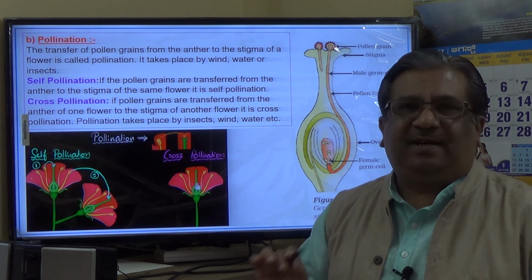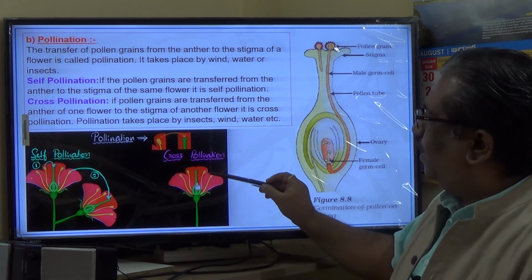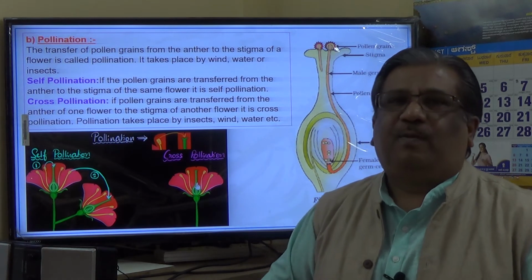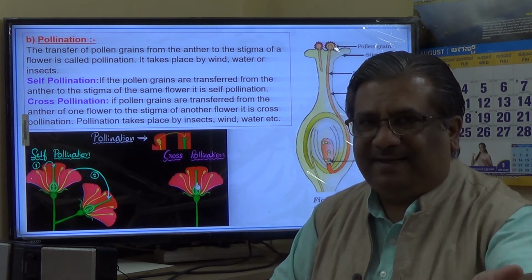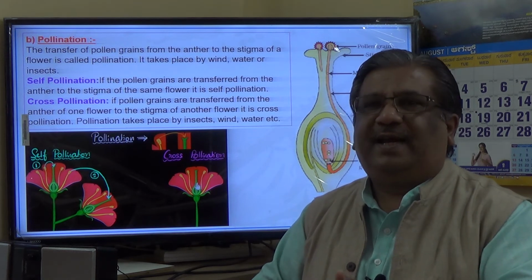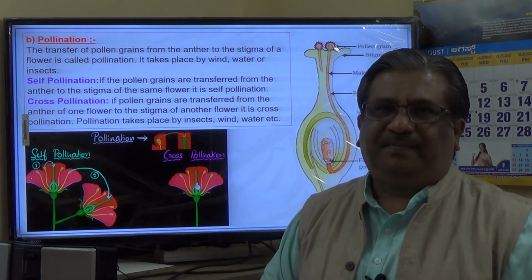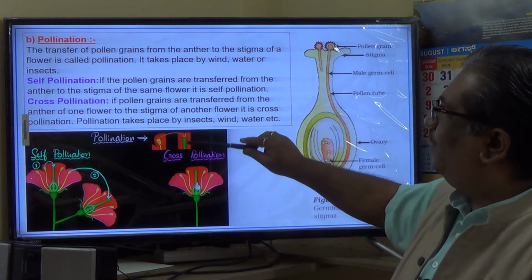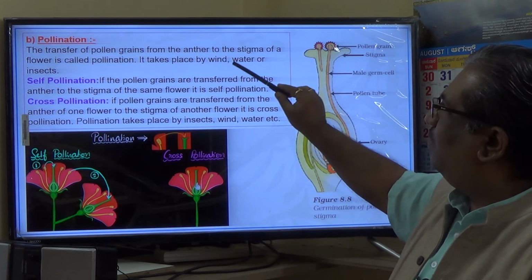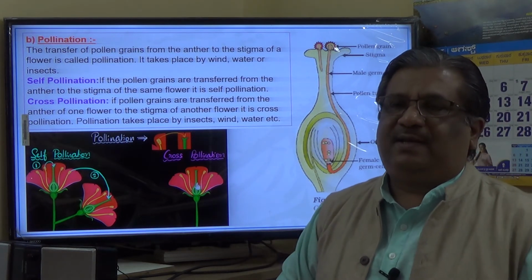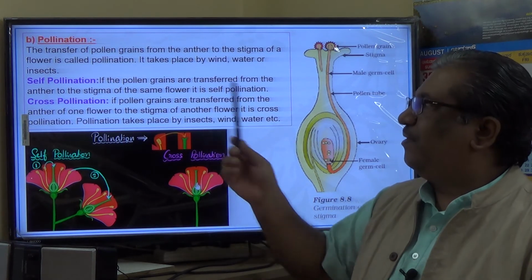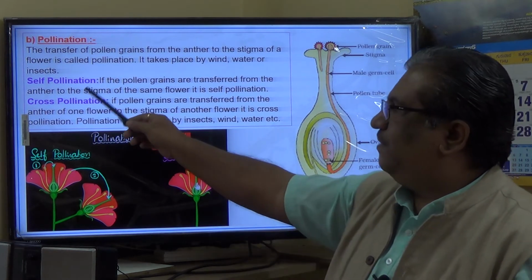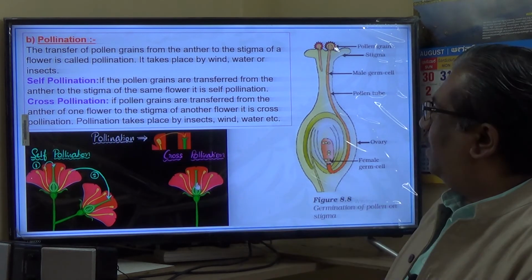Is this definition very clear for all of you? Now, what about cross-pollination? Transfer of pollen grains from one flower of one plant to the stigma of another flower of totally another plant is called cross-pollination. How are these carried? In both cases, wind, water or insects generally are responsible for transfer of pollen grains from anther to the stigma. Okay, so self-pollination and cross-pollination you have understood.